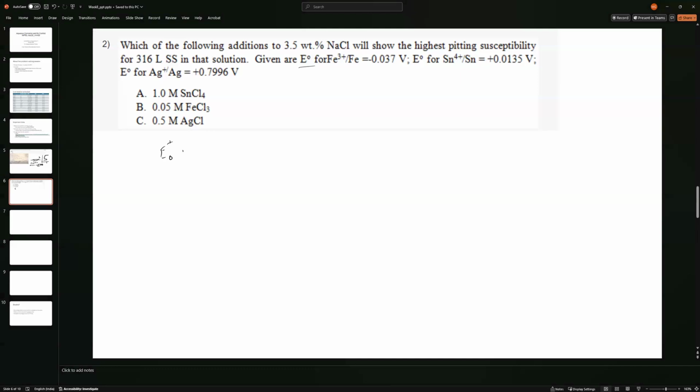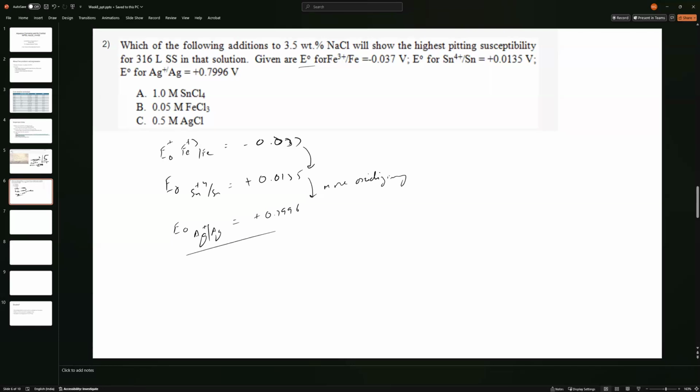E naught for Fe3+ to Fe2+ is 0.771. For Sn4+ to Sn2+ it is plus 0.15. For Ag+ to Ag it is plus 0.7996. Since silver is the most oxidizing, this will have the highest susceptibility for corrosion.